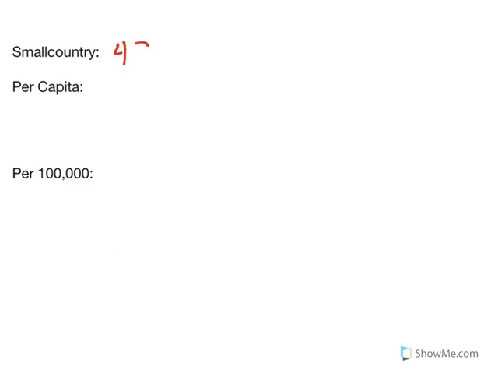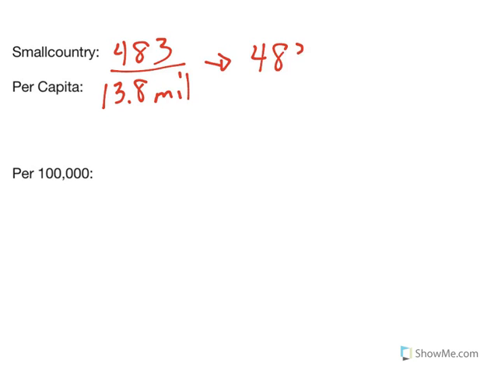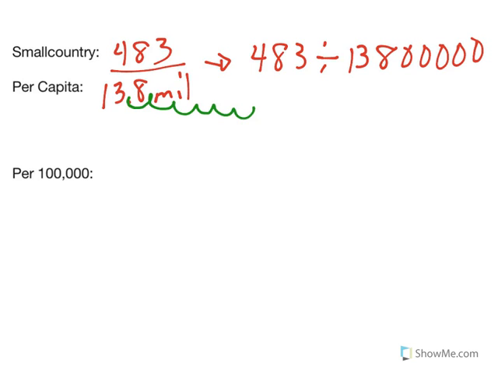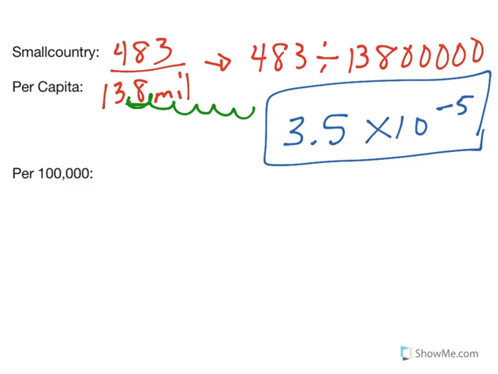Okay, let's go to small country. Small country has 483 blue cars and 13.8 million people. So that's 483 divided by 13.8 with 5 zeros. And it's 5 zeros, remember, because you have to go 6 places, and because that 8 is one of those places, I only need 5. So my calculator spits out, and it comes out pretty nicely, 3.5 times 10 to the negative 5th.